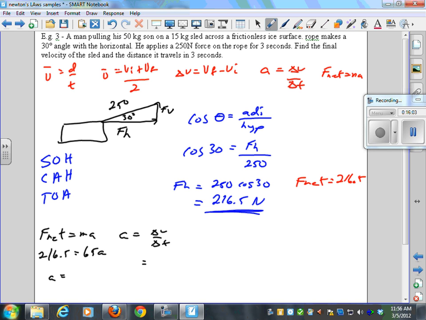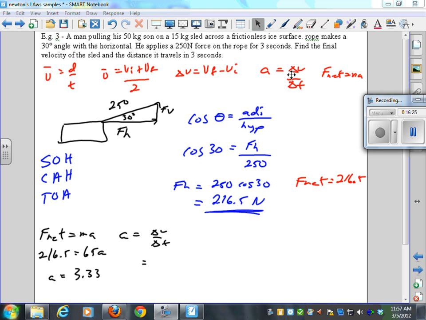So I get an acceleration of 216.5 divided by 65, 3.33. Okay, so now I got my 3.33. Devin, what's the next step in the line here? I got A equals 3.33.